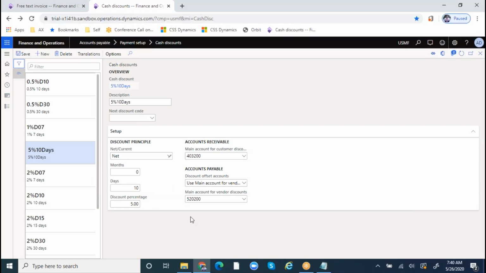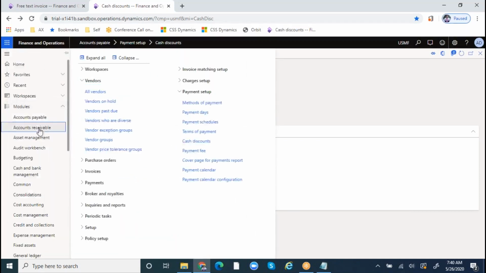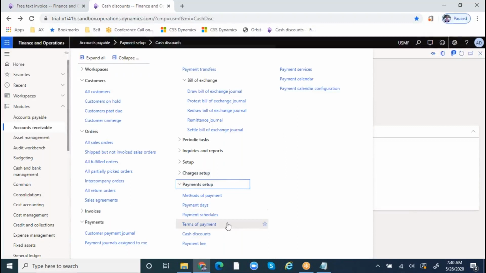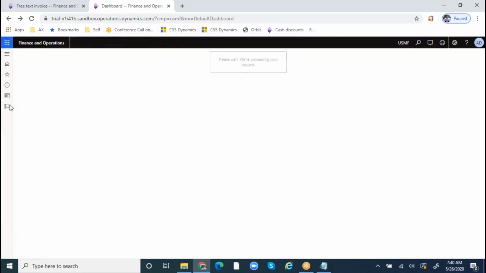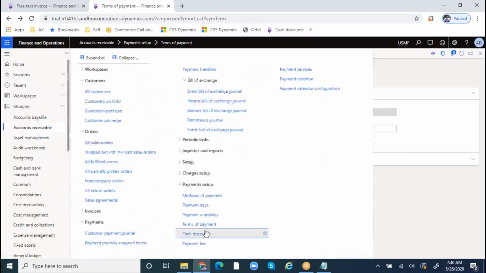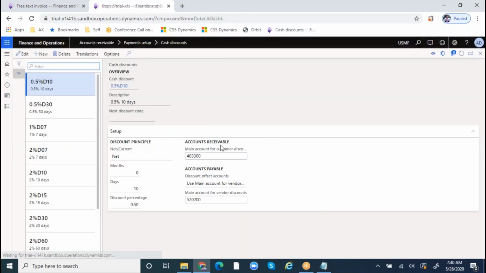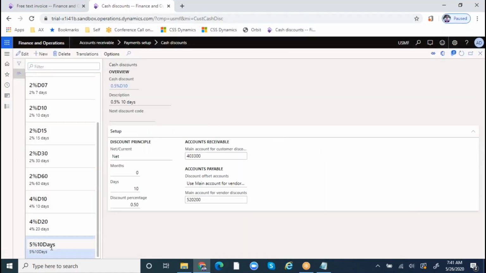I have a quick question here. So this is related to accounts payable cash discounts, right? So this is different from accounts receivable cash discount, correct? So terms of payment and discounts are common between AR and AP. So if you go to AR, we're going to see the same one. Yes, let us go. Now we are in AP. We'll go to AR. Terms of payment. Sorry, discount. So it is the same.